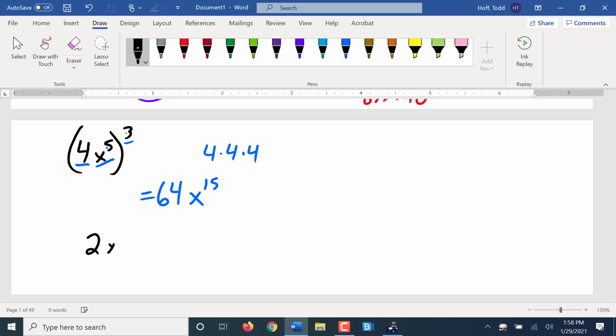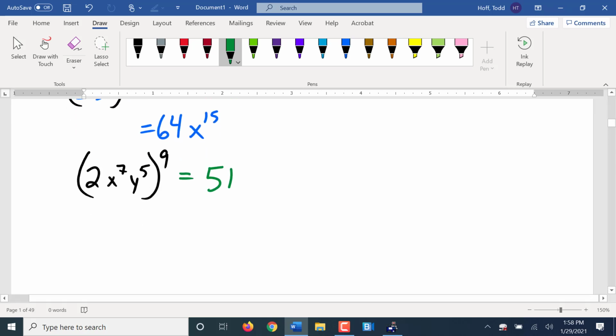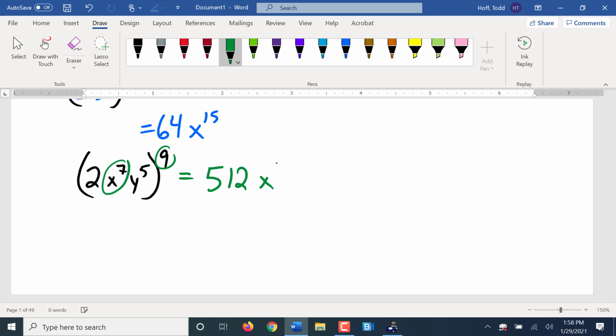If I have 2x to the 7th, y to the 5th, and let's go to the power of 9. I actually have to do 2 to the power of 9, which is 512. Good. And then for each of the names, we combine the powers. X to the 7th to the power 9, 7 times 9 is 63. Good. So x to the 63rd. Y to the 45th. 5 times 9 is 45. So we take the number to the power, and then we have to combine the powers on the names.